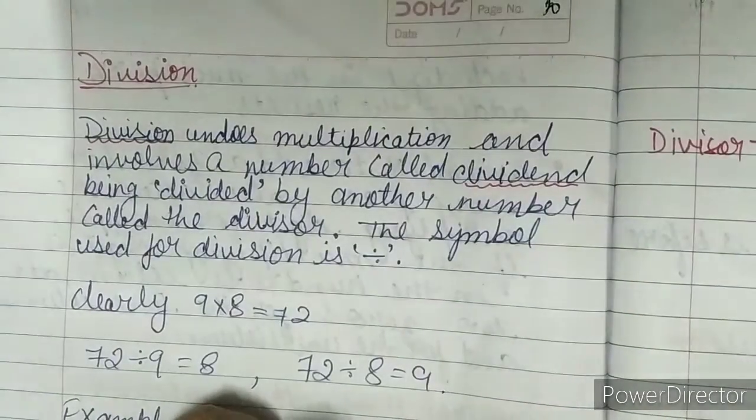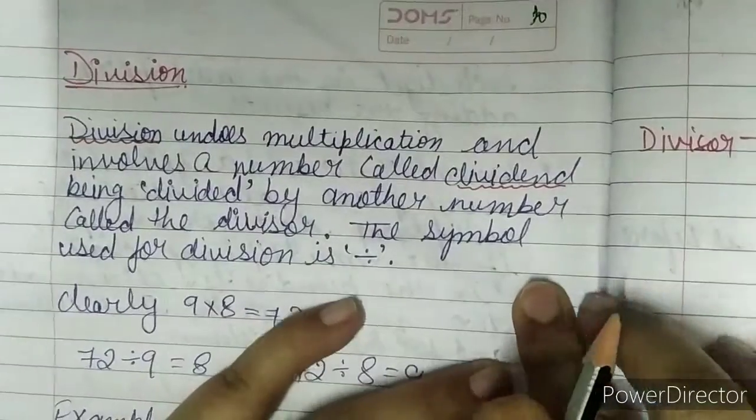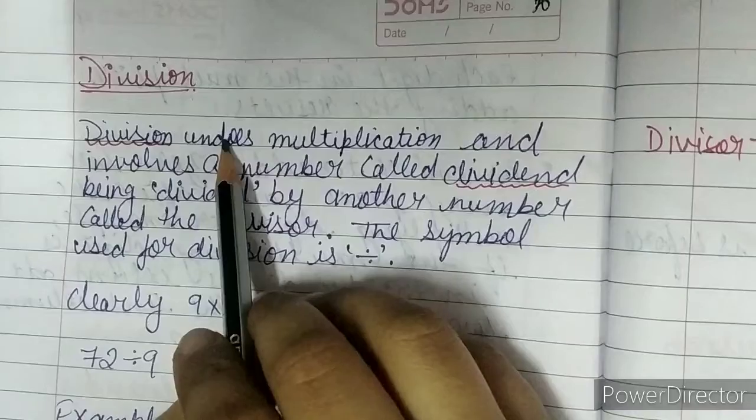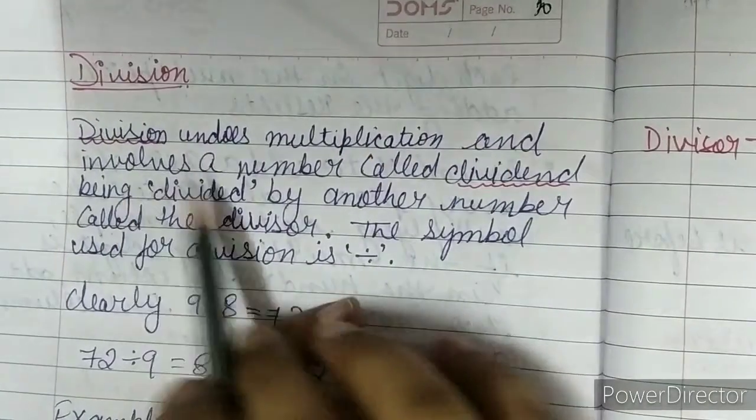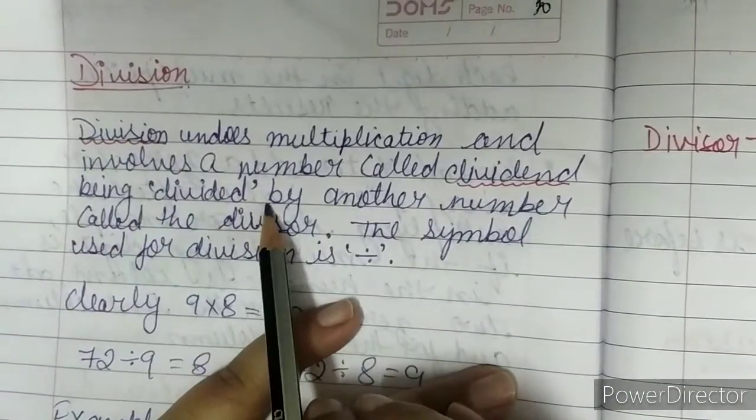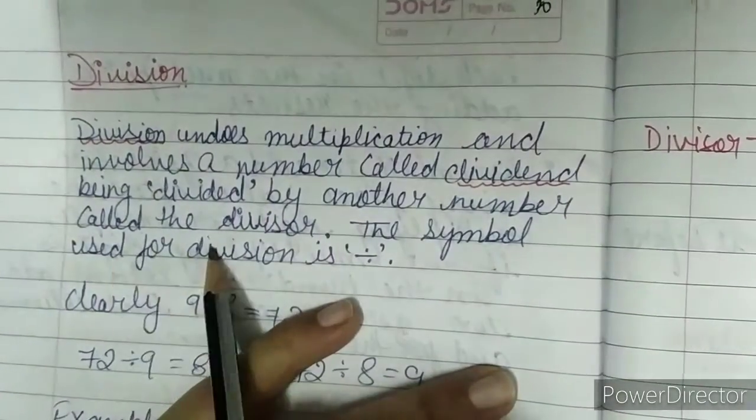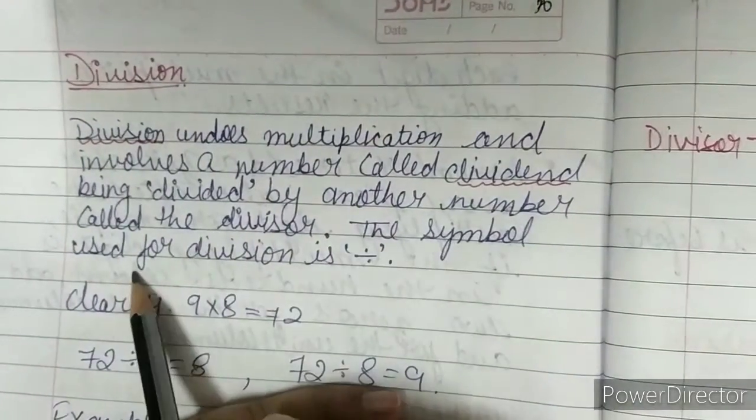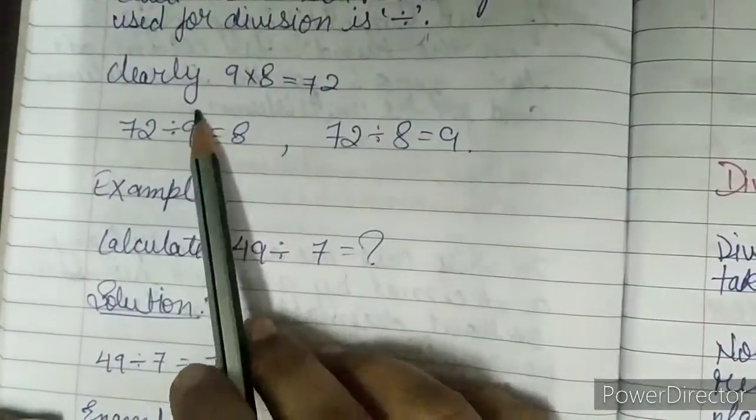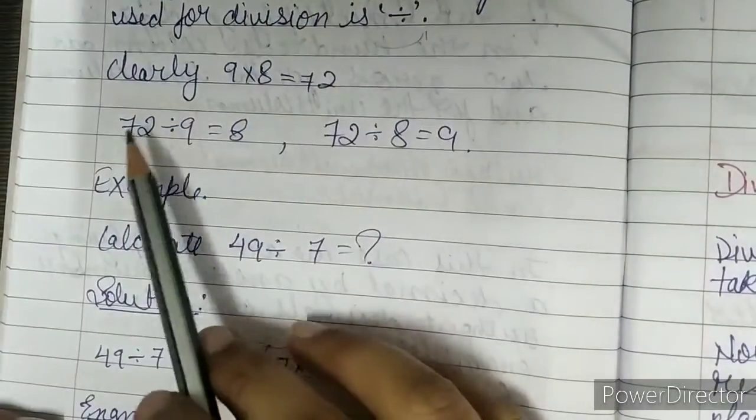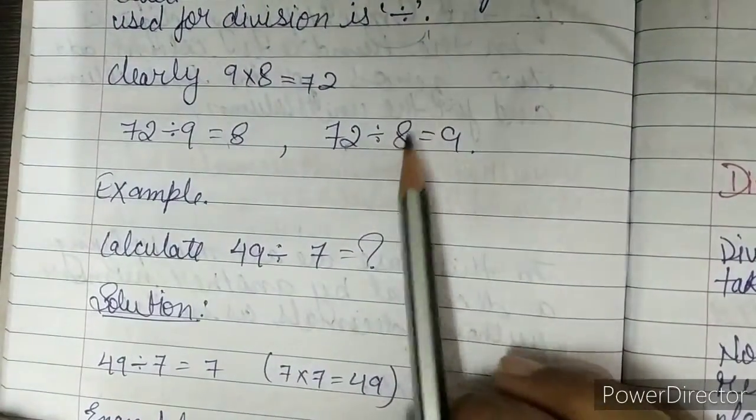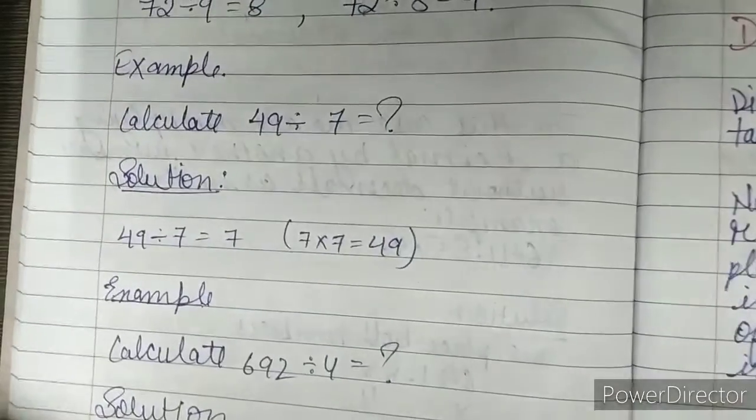Now this is the last operation of the topic, division. Division is the inverse of multiplication and involves a large number called the dividend being divided by another number called the divisor. The symbol used for division is this. Clearly 8 into 9 is 72. 72 divided by 9 is 8, and 72 divided by 8 is 9. For example, you can see here.